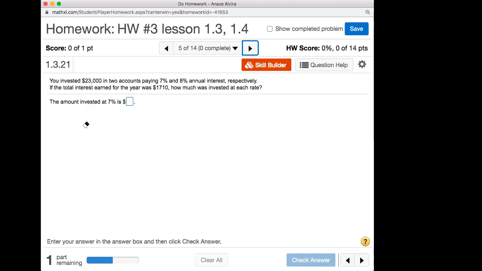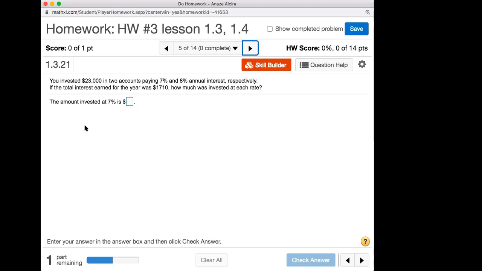So on this one right here, guys, you have invested 23,000. Oh, can I annotate on here? Let me see if I can write on here. Hold on a second. Maybe I could. Nope, I can't. Okay. No, it won't allow me to do that.